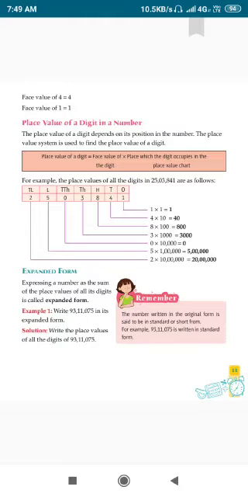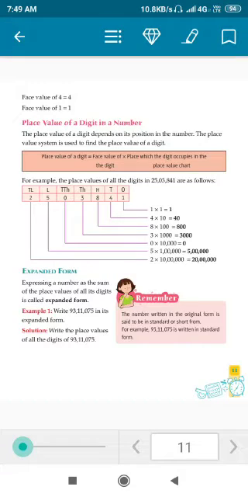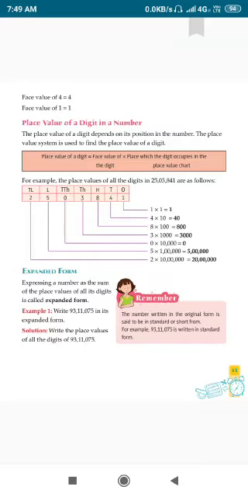Then we sum them. Place value of 5 is 5 because 5 is at the ones place. 7 is 70 because 7 is at the tens place. 0 is 0 at the hundreds place. 1 is 1,000 at the thousands place. 1 is 10,000. 3 is at the lakh place, so 3 lakh. At last, 9 is at the 10 lakhs place, so 90 lakhs. The sum of these is called the expanded form.